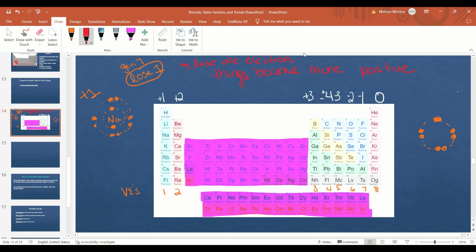And when things become more positive, then you have that, and you only lost one electron, you gain one positive, so that's where this positive 1 comes from. Okay?